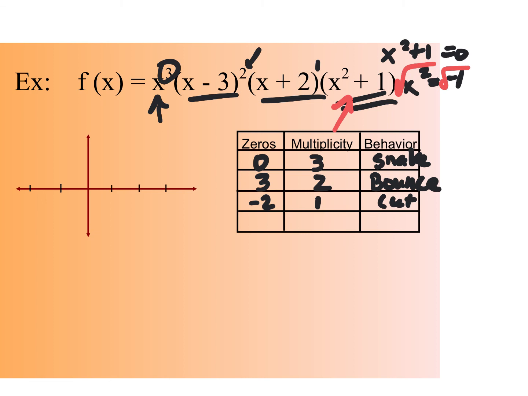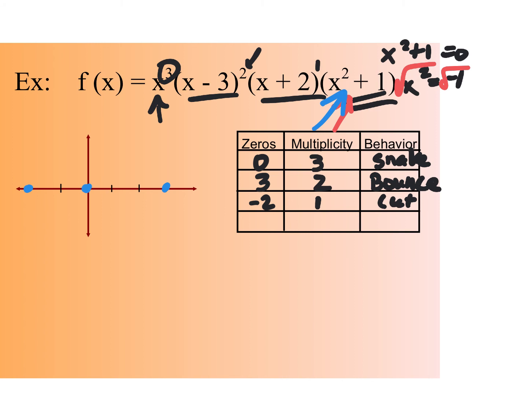All right, now what if I said to sketch it? I don't know if anybody sketched it or not. I'll give you another second here to sketch what this would look like. Okay, we're back, and I'm sketching it. And I go through 0, and I go through 3, and I go through negative 2. And you might be like, how do you graph the imaginary part? You can't. We just don't. We don't know where it is, and we don't try to put it on the graph.